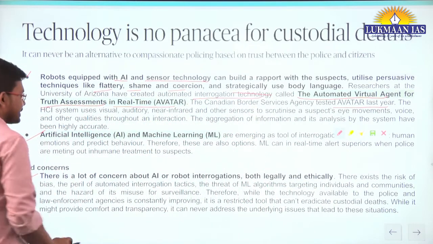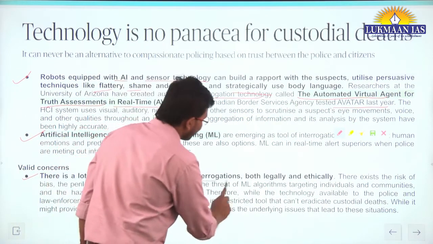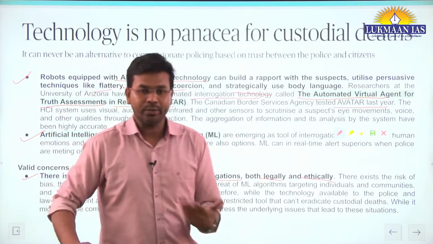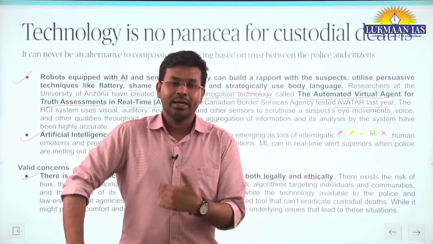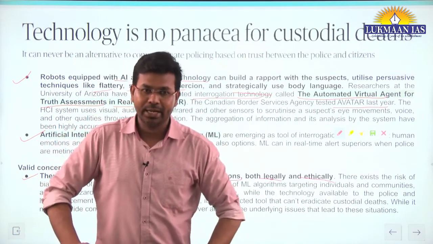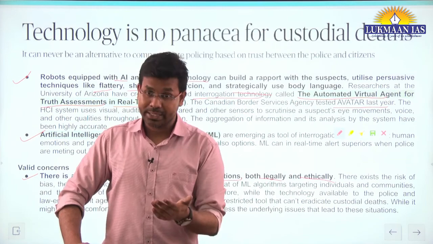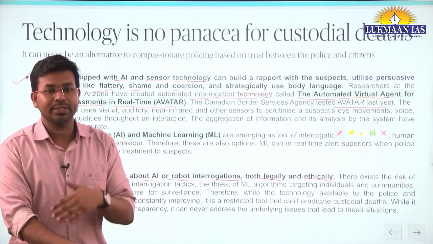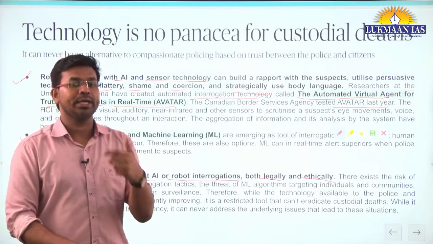Now, what are the concerns related to it? There is a lot of concern about artificial intelligence or robot interrogation, both legally and ethically. In the legal sense, there may be multiple questions of law that are hampering the adoption of this technology, and there are ethical concerns also. In many instances, criminals or suspects may be in need of human interaction, the presence of humans so that they can talk to someone. So many people may be apprehensive about opening up to a robot.